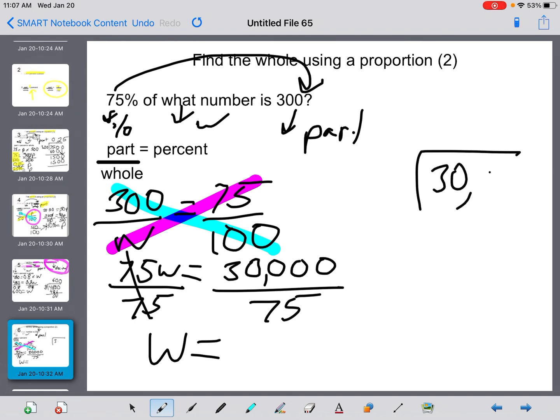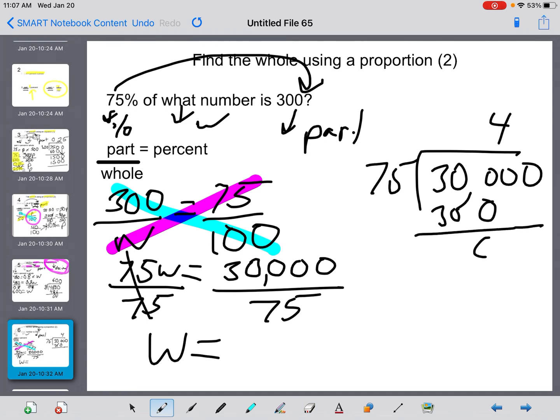So I'm going to go over here. Number on top goes in the box. All right, 75 does not fit into 3. It does not fit into 30, but it does fit into 300. I believe it fits in 4 times, if my mental math is correct. 4 times 75 is 300. And then I'm just going to extend. Obviously, I can keep going, but it goes in 0, 0. So I get that my whole is 400.